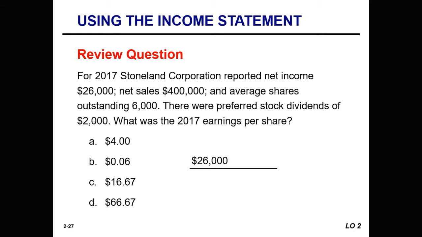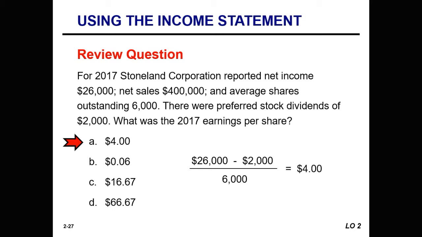Let's start with net income of $26,000. There is reported preferred stock dividends of 2, so we need to reduce that by 2,000. And that gives us 24,000, right? We take 24,000 and we divide it by the weighted average shares of common stock. They tell us that our average shares outstanding is 6,000. So we divide that by 6,000. That gives us $4 of EPS.